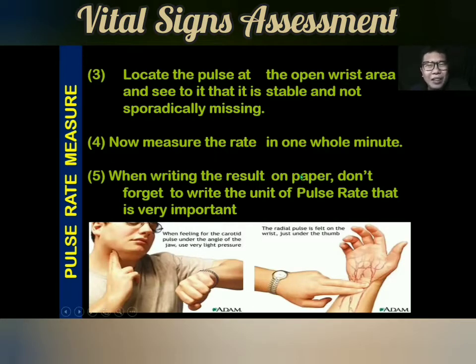But when writing the result on paper, don't forget to write the unit of the pulse rate because that is important. So, for example, you counted for 1 minute and the result is 75. So you put there 75. Don't forget the unit. That is BPM, 75 beats per minute. That is the most accurate and correct way of putting the result of a pulse rate measure.